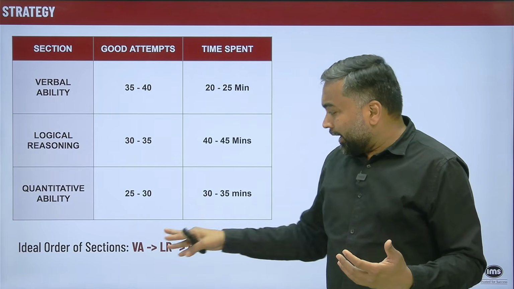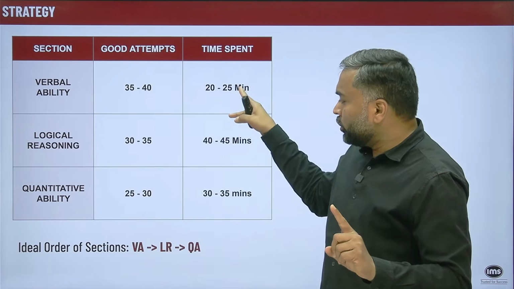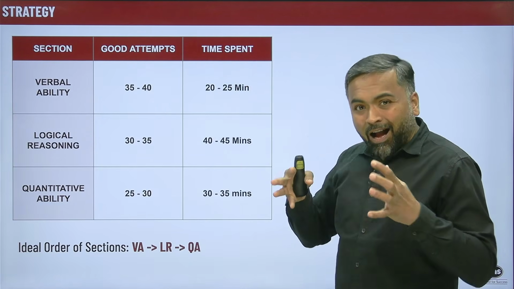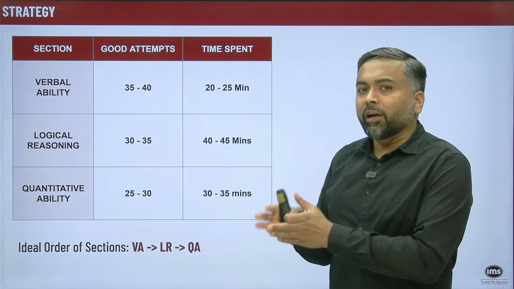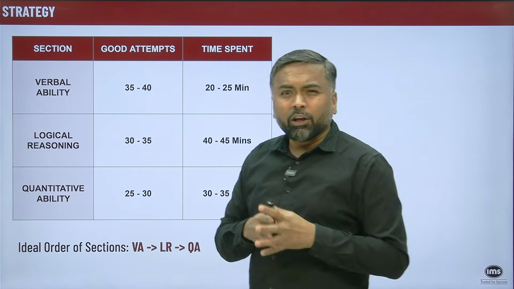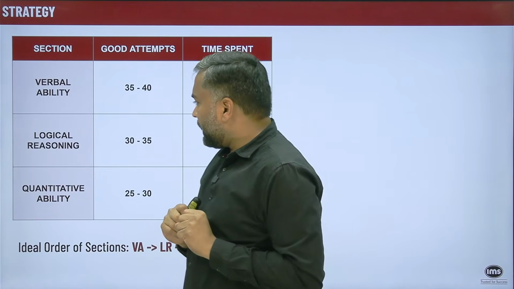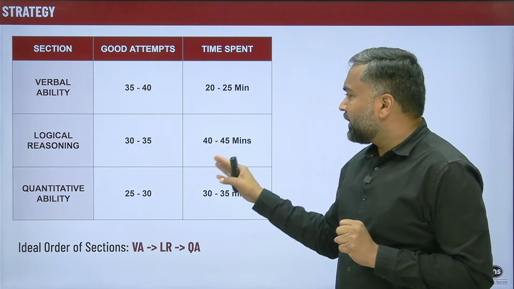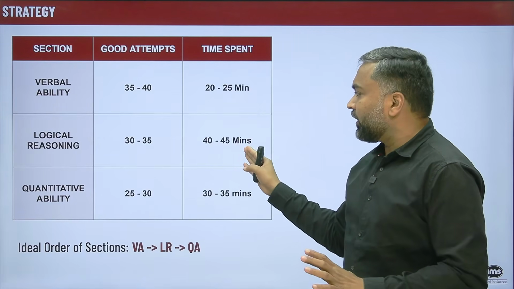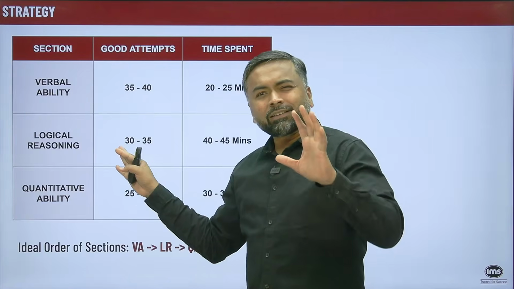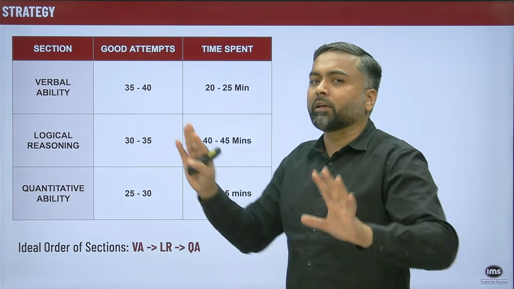So attempt verbal first. Your 40 questions are in your pocket at the end of 25 minutes. Maybe out of 40 marks, you will at least score around 30 to 33 marks. Correct? Then go and solve logical reasoning. Let's say maximum you spend is 45 minutes and you score, let's say 30 marks, not more than 30.